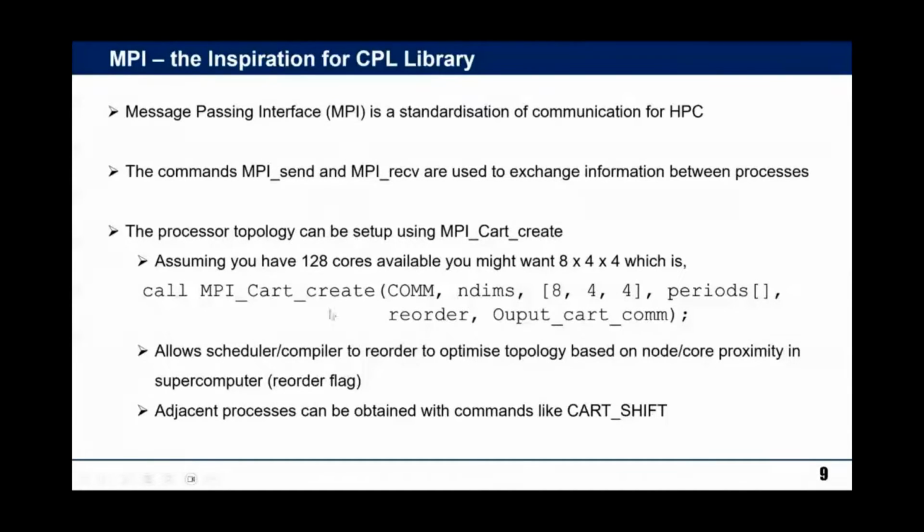Just to give you an example, a Cartesian communicator you'd create would be, say, 8 by 4 by 4. The advantage of using this Cartesian communicator with MPI is that it allows this reorder flag, so you can optimize the topology itself based on the node proximity on the supercomputer. Then you can get the adjacent processes and work out where to send information using MPI cart shift and other commands. So it's a kind of helper function that lets you set up the topology of your system.